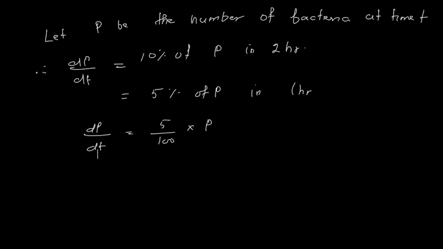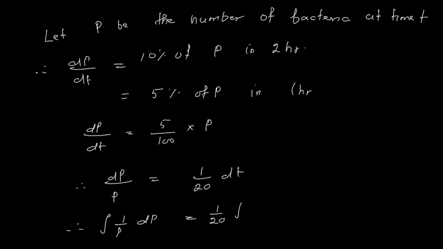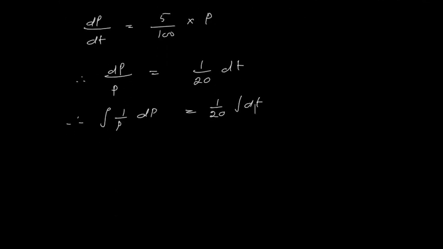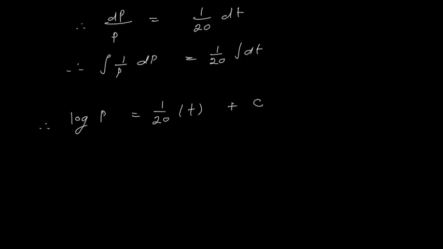So here dP upon P is equal to 1 upon 20 into dt. We will integrate on both sides: integration of 1 upon P dP is equal to 1 upon 20 integration of dt. Therefore, log P is equal to 1 upon 20 T plus some constant C.